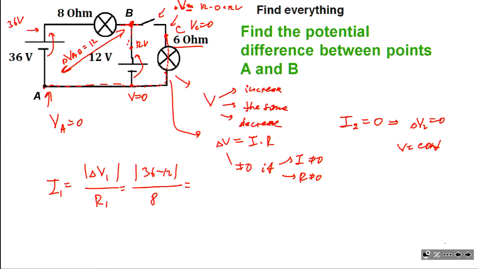36 volts on the left, 12 volts on the right. Potential difference is an actual difference. What does it give us? 3, right? 12 over 4, 3 amps.